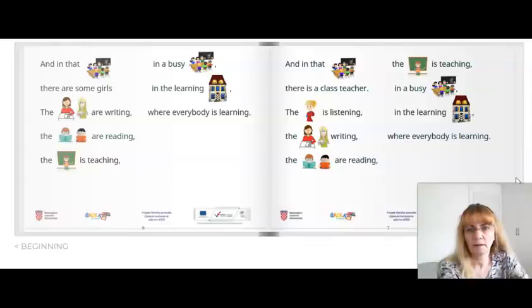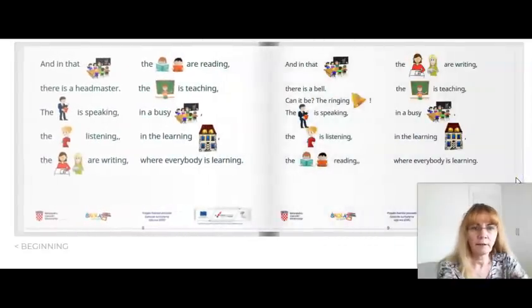And in that class, there is a class teacher. The class teacher is listening, the girls are writing, the boys are reading, the teacher is teaching in a busy class in the learning school where everybody is learning. And in that class there is a headmaster. The headmaster is speaking. The class teacher is listening. The girls are writing. The boys are reading. The teacher is teaching. In a busy class, in the learning school, where everybody is learning.